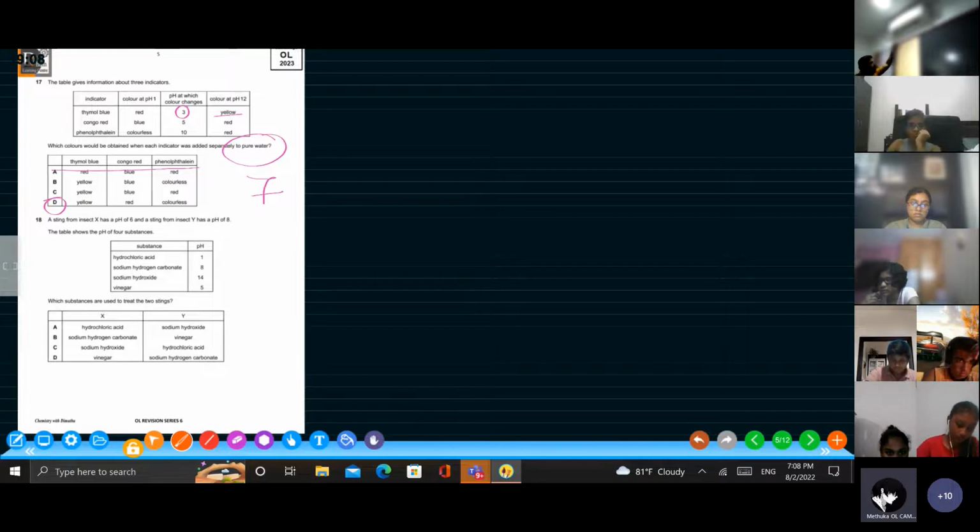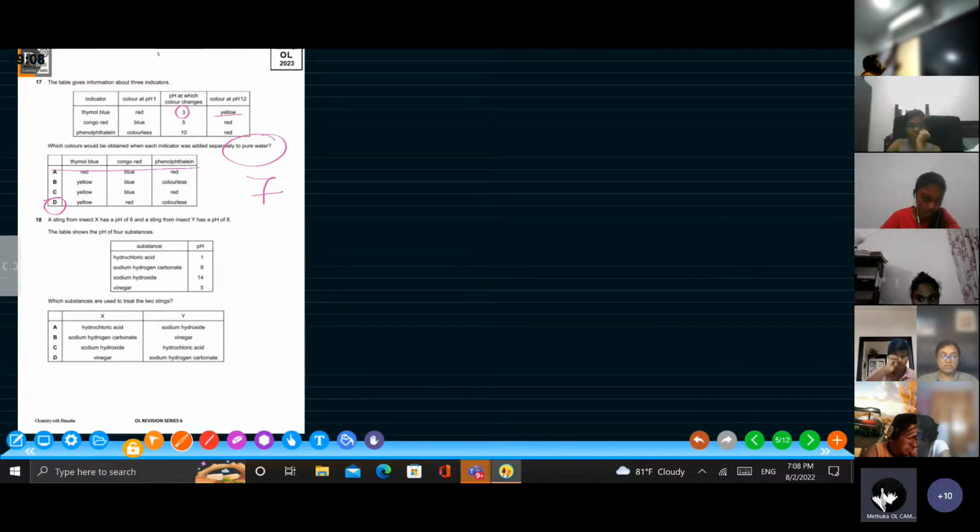A sting of insect X has pH 6 and insect Y has pH 8. The table shows pH of 4 substances. Which substances are used to treat the 2 stings? This is the reason why you should not use medicines for the treatments without knowing what's happening. Is that clear? Like, when insect X is biting you, and then your doctor says, okay, you can apply a basic substance and you can get rid of that.